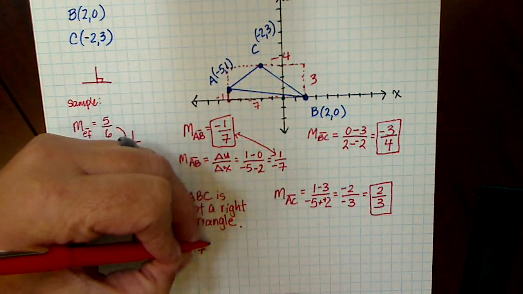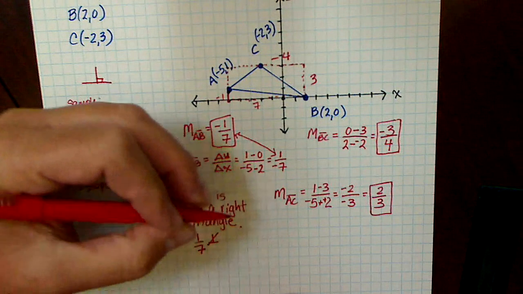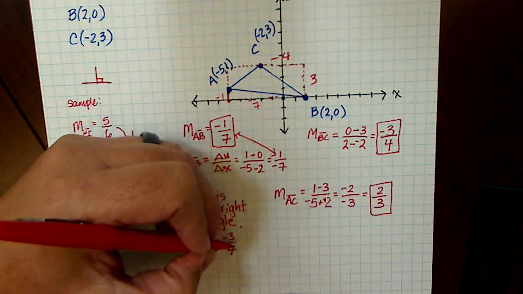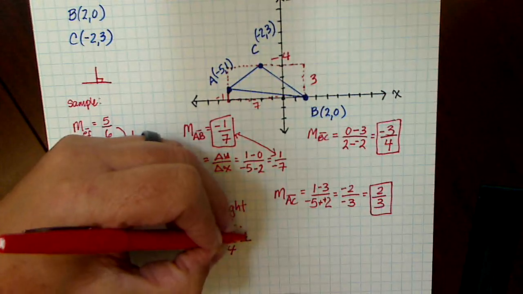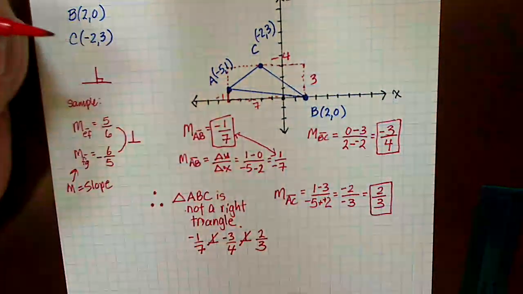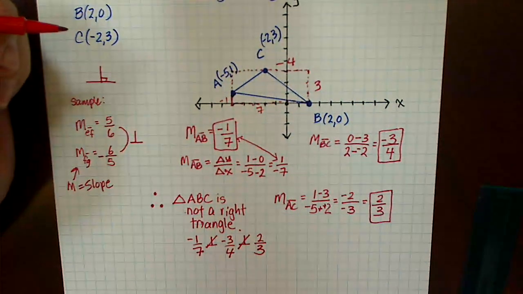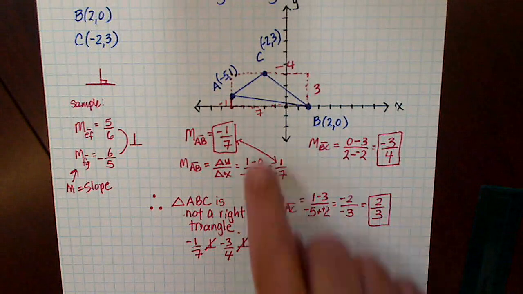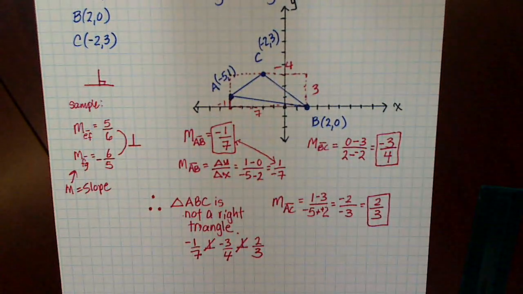-1/7 is not perpendicular to -3/4, which is not perpendicular to 2/3. That's how I show algebraically using slopes that the triangle is not a right triangle.